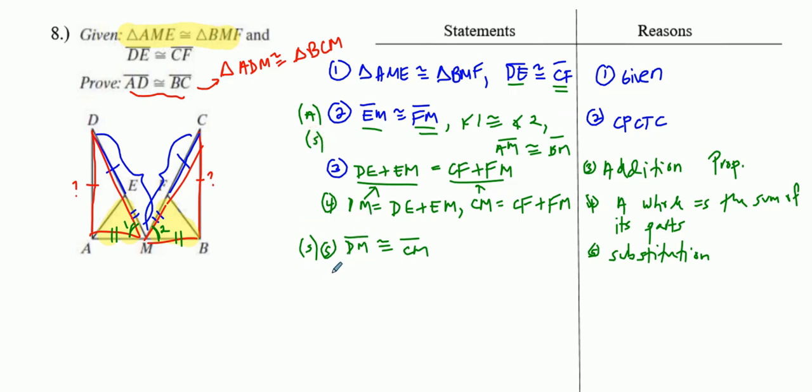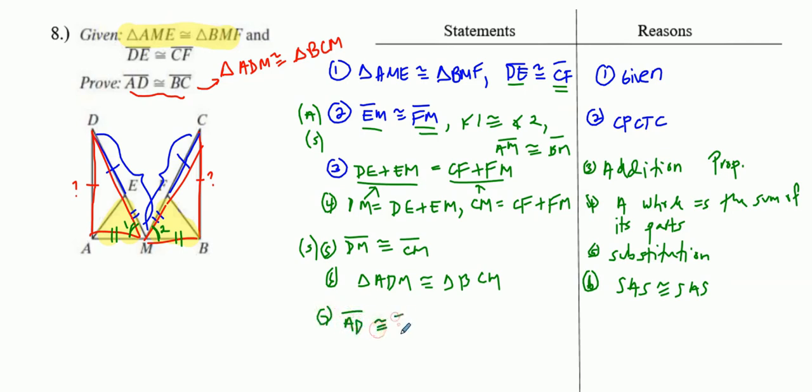So now I think I have enough information to prove the red triangles are congruent. That would be triangle ADM is congruent to triangle BCM, just as I wrote up here when we thought backwards in the beginning, and that's by side angle side, which allows me then to finish the proof by saying their corresponding sides AD and BC are congruent by CPCTC.